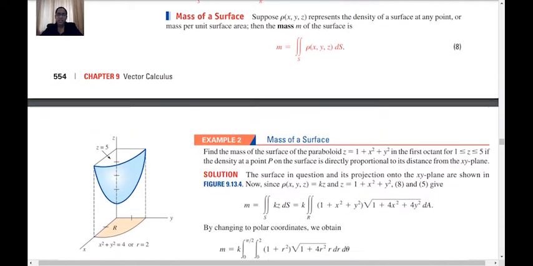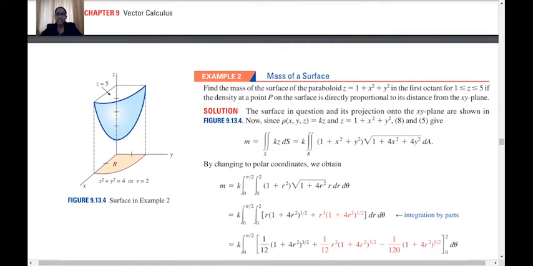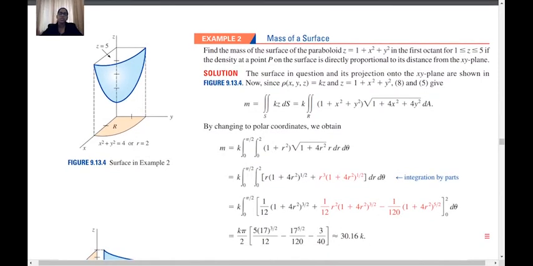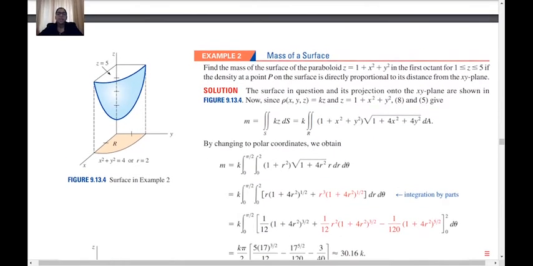Now let's see one example related to that. We are asked to find the mass of the surface of the paraboloid z is equal to 1 plus x square plus y square in the first octant for 1 less than or equal to z less than or equal to 5, if the density at a point P on the surface is directly proportional to its distance from the xy plane.